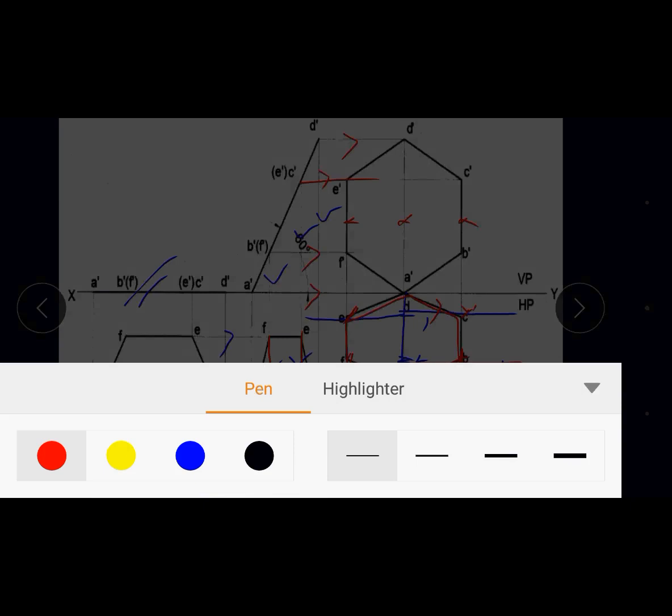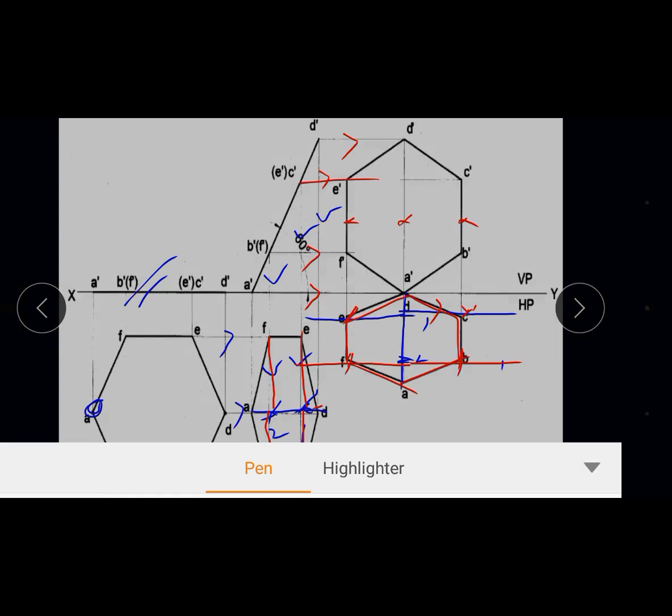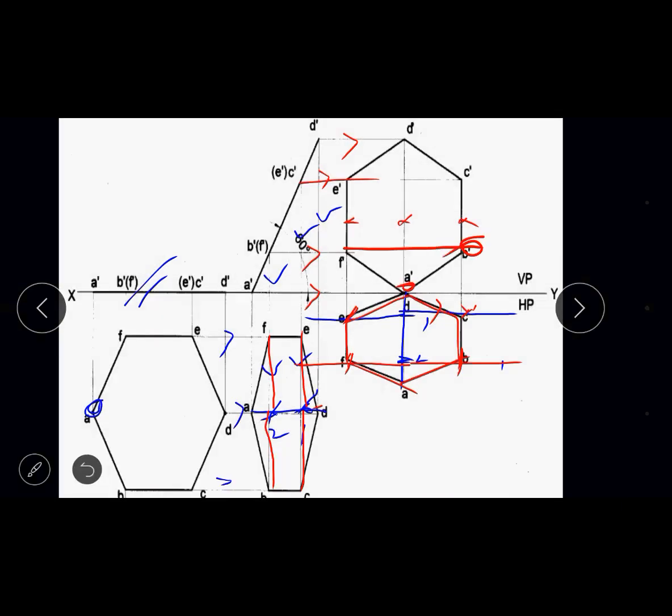First point we will do. Second point, locus line of this, and then locus line of this. Then locus of this C, and then D, E, and then F. All these 6 corners you mark with a locus line from the top view and from the front view, and then join them, so you will get this irregular shape hexagon.